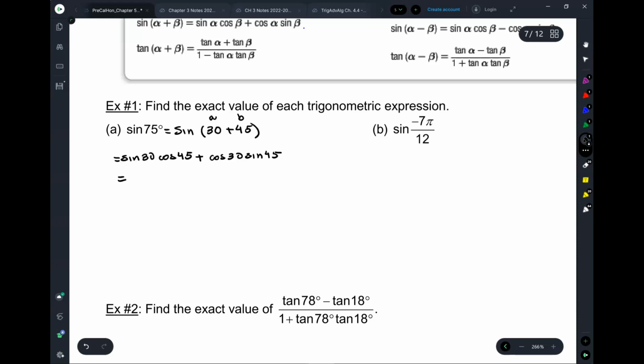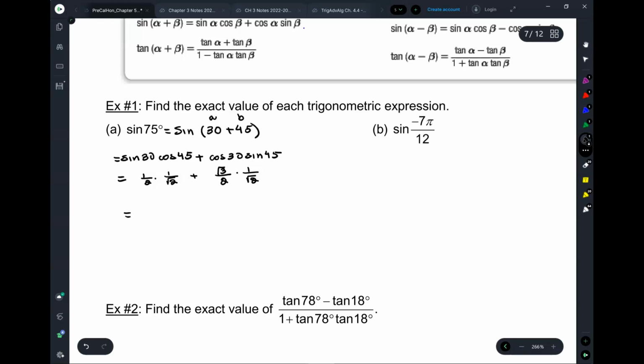Now look, I've just got sines and cosines of the special angles, which I totally know how to do, right? So sine of 30 is what? You all know. What is it? 1/2. Cosine of 45, 1 over root 2. Cosine of 30, now look, if sine of 30 was 1/2, then cosine is going to be the other one, root 3 over 2, right? And sine of 45, 1 over root 2.